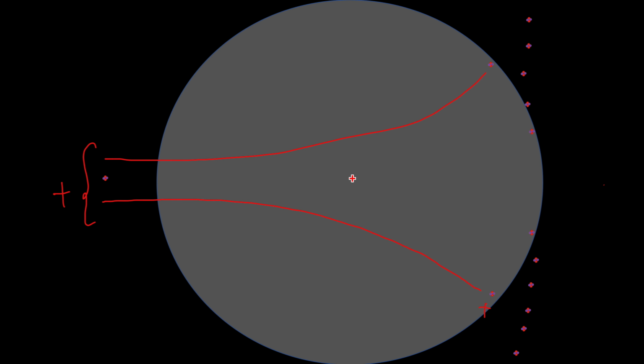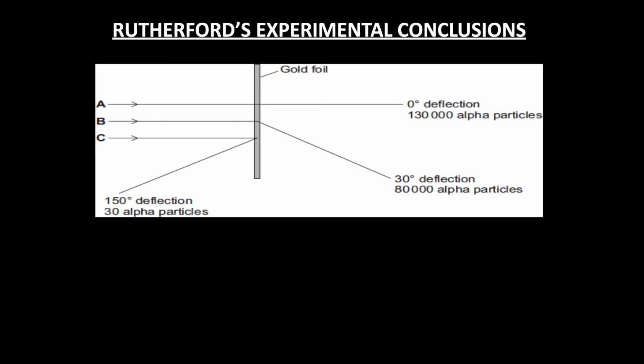And finally, the alpha particle in the middle, in fact, hit the nucleus and bounced back. Let's take a look at this in more detail now. Based on this experiment, Rutherford came up with 3 different conclusions.